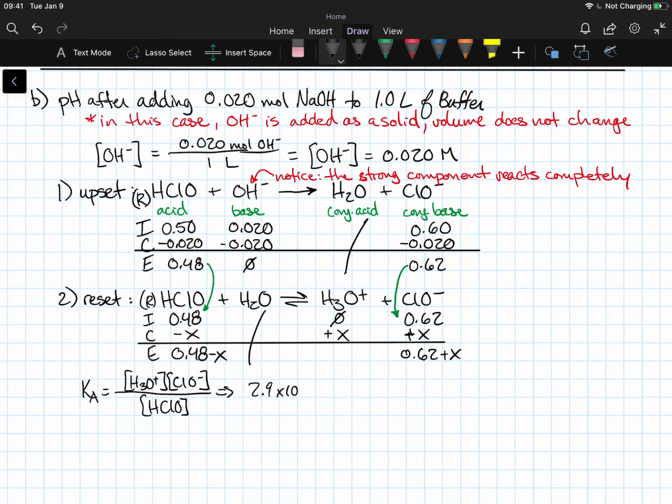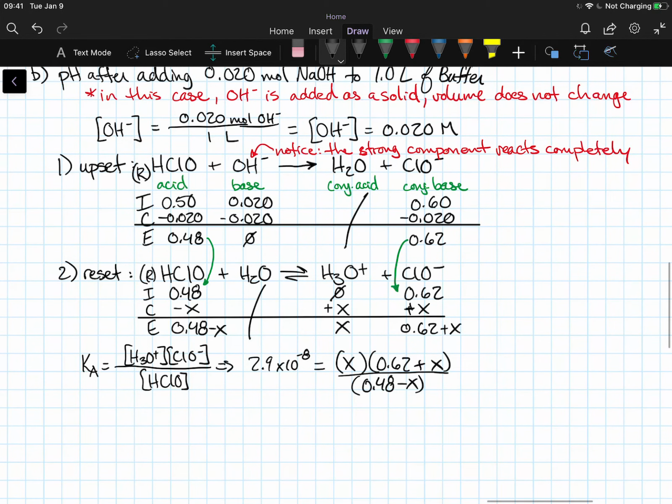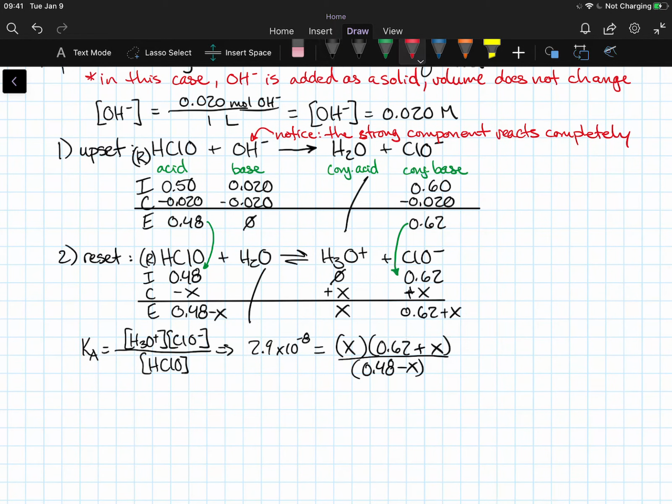2.9 times 10 to the negative 8th is equal to, at equilibrium we have x, 0.62 plus x over 0.48 minus x. And again, we just assume x is small. That leaves us with 2.9 times 10 to the negative 8th is equal to x times 0.62 over 0.48.